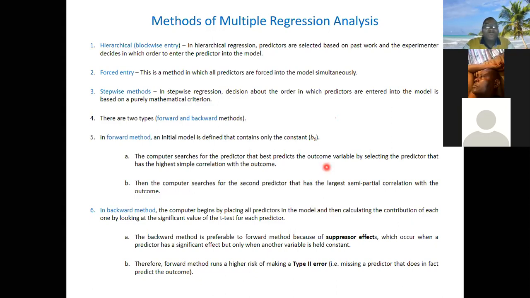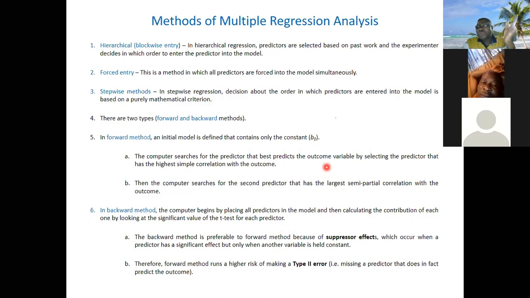Stepwise method, the third one. Somehow they are all stepwise. Even the hierarchical is stepwise, but it's a special form. But when you say stepwise here, you decide the order in which predictors are entered into the model based on purely mathematical criteria. What do we mean by mathematical criteria? If you do simple regression for each of the variables, you'll be able to know which one. That is what I did for the lady that I ran the peak expiratory flow rate for.